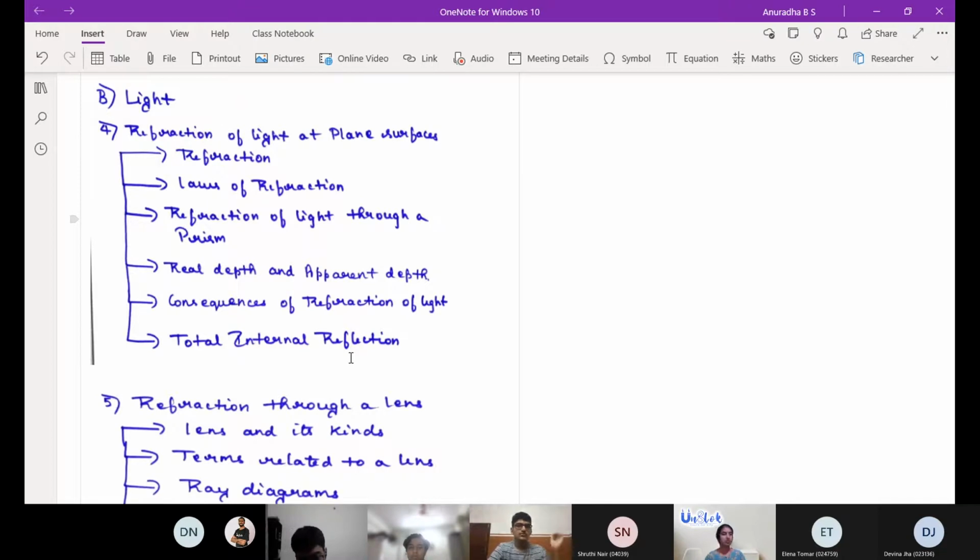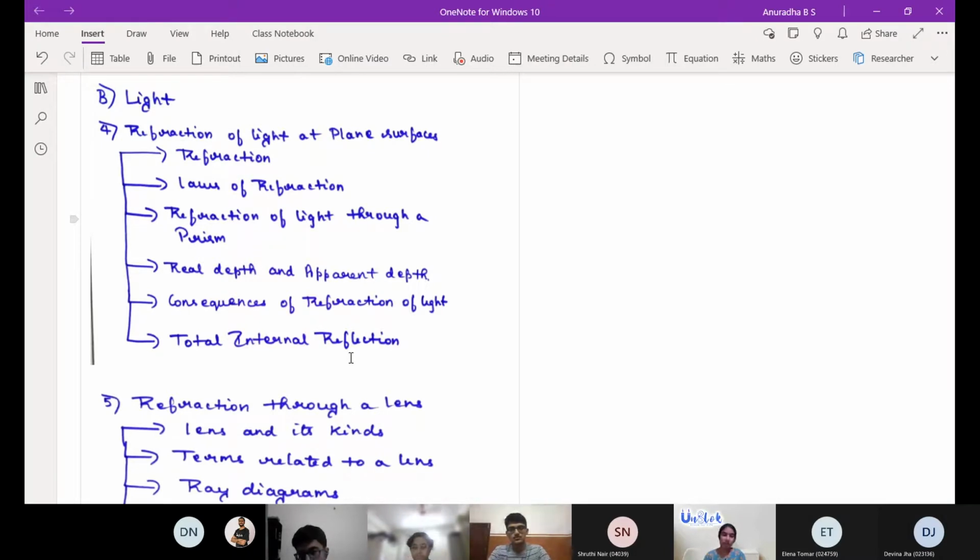Anyone? Because of light. The light reflects from the surface you're looking at. Ma'am, it's because of irregular reflection. Yes, you're right.